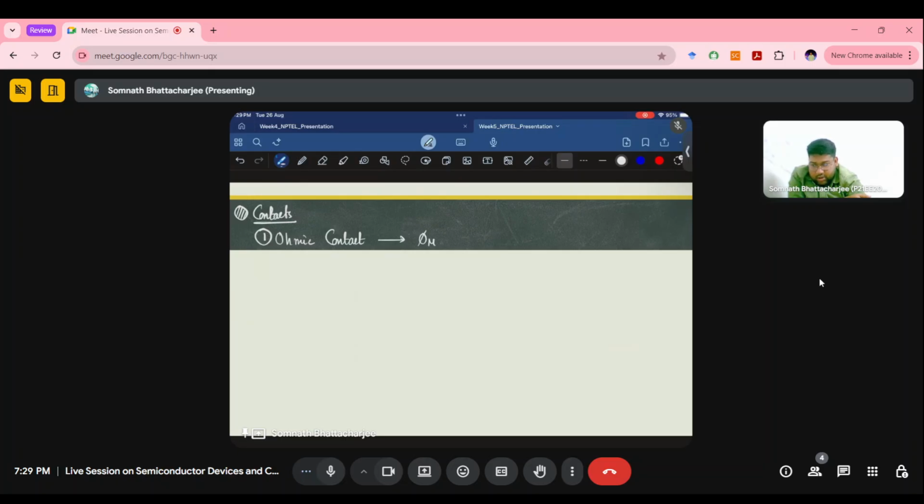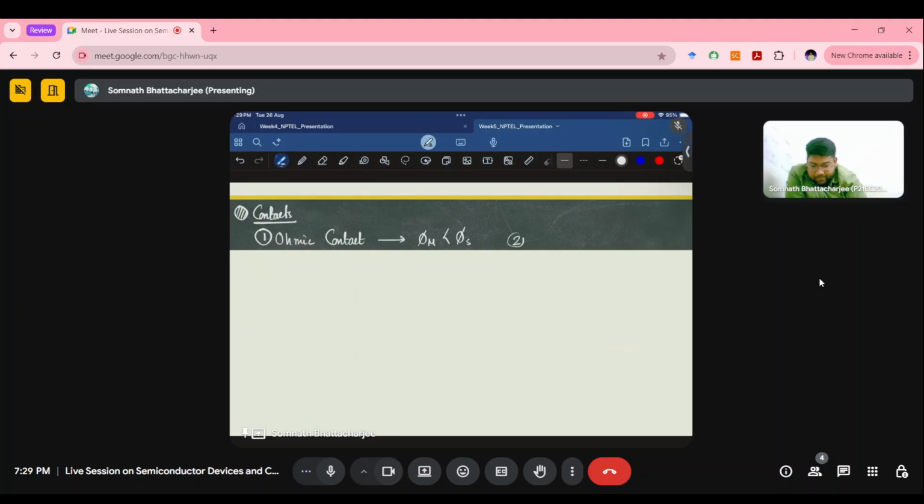In ohmic contact, the basic thing is that psi m is always less than psi s. So from this you can get that the work function of the metal is less than the work function of the semiconductor.